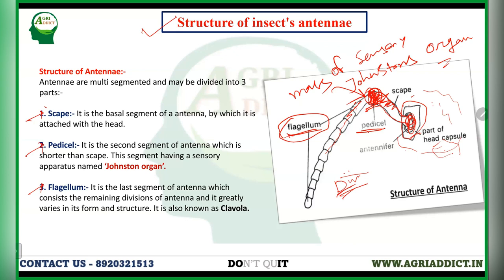And there are some definitions. The pedicel is the second segment, and this is shorter than the scape, and Johnston's organ is present here. And the flagellum is the ultimate, last or terminal segment of the antenna. Many receptors are present there, and it is also known as clavula. This can be asked: which part of the antenna is known as clavula? Clavula is also known as flagellum.